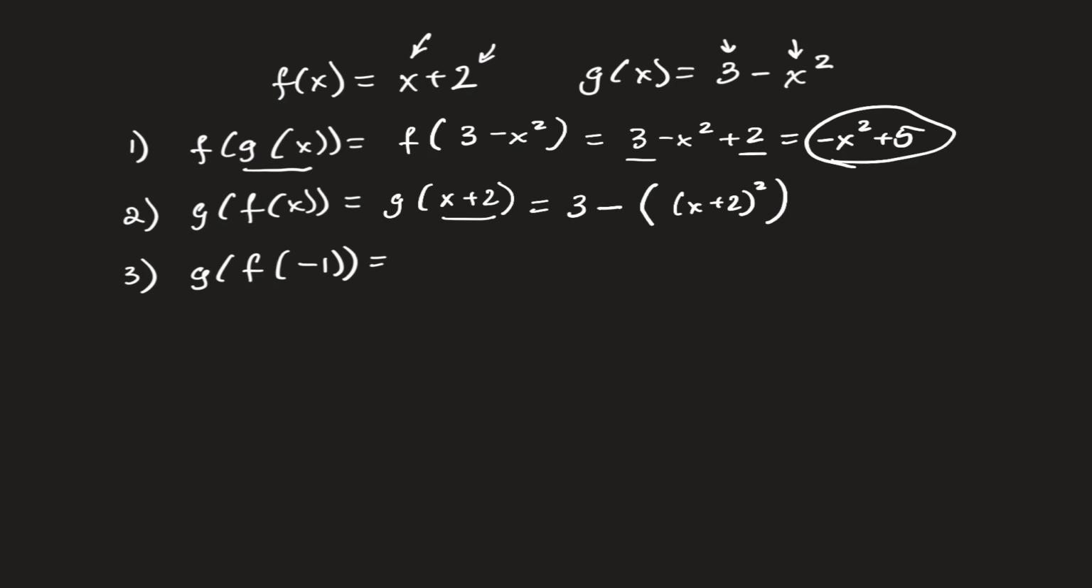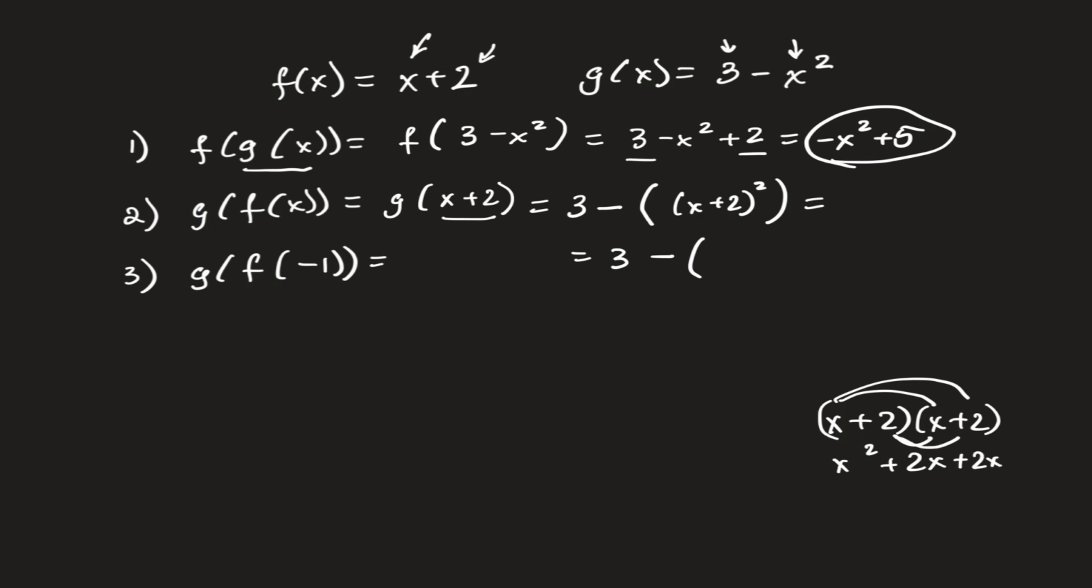So now, as in one of the previous examples, we have to FOIL, which means we have 3 minus, we're going to FOIL, and I'll do that here on the side, x plus 2 times x plus 2. We have x squared plus 2x plus another 2x plus 4. We have x squared plus 4x plus 4. So that's what I get from this multiplication. x squared plus 4x plus 4.